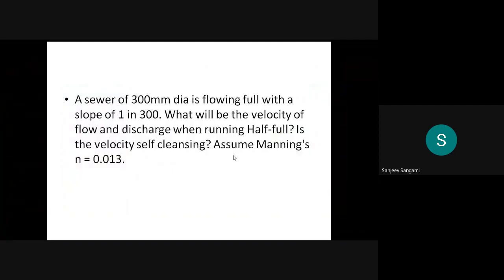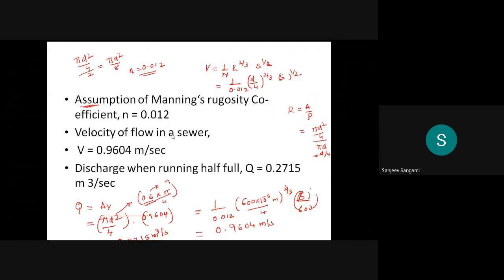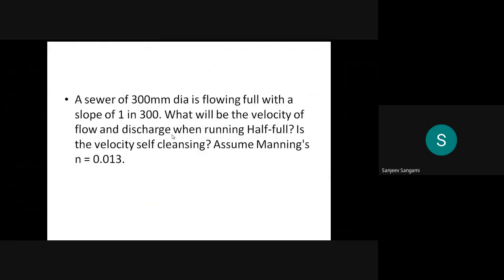Good morning to everyone. In the previous class, we were discussing some of the problems. In those problems, we discussed two problems which are totally different from one another. Of course, it is also slightly different from the previous problem. In this, we can see a sewer of 300 mm dia, which is flowing full.